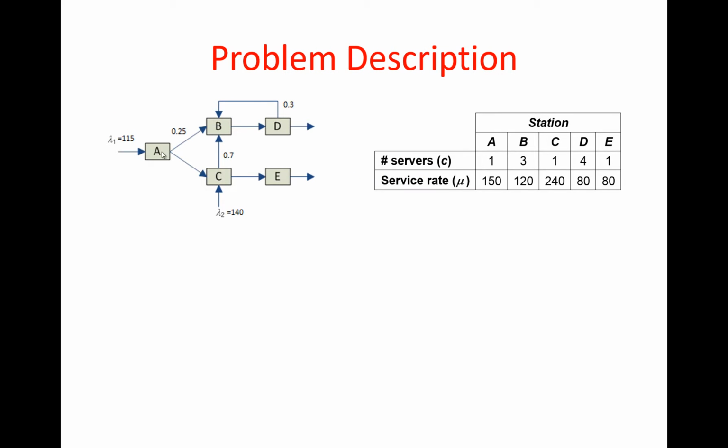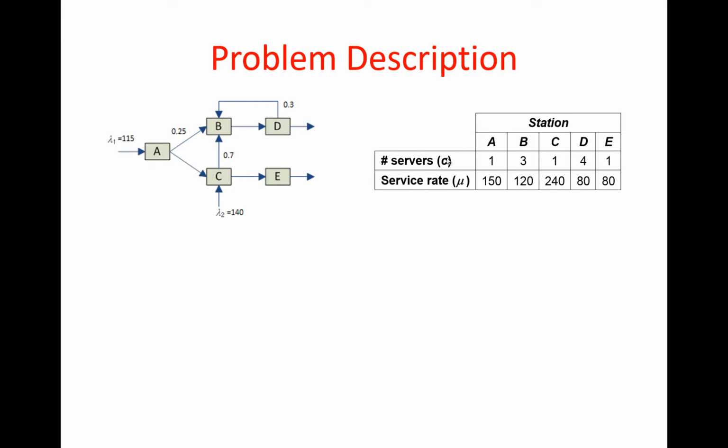As you can see, we have 5 servers in this queuing network, servers A through E, and we have 2 sources of external arrivals into this network. So we have lambda 1 and lambda 2 as the 2 arrival rates that correspond to the 2 arrival processes that we have here. And we have probabilistic routings. So, for example, 25% of the parts that are processed on A will go to server B, and 75% will go to server C. We have our server information in this table.